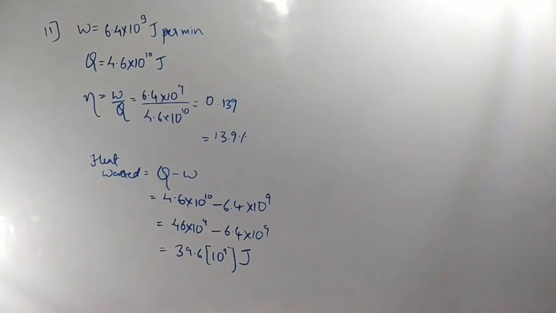Next, in the 12th question, we have a Carnot's engine that takes 2090 joules of heat per cycle from the source at 400 Kelvin and rejects 1670 joules to the sink. What is the temperature of the sink? What is the efficiency of Carnot's engine? Listen.